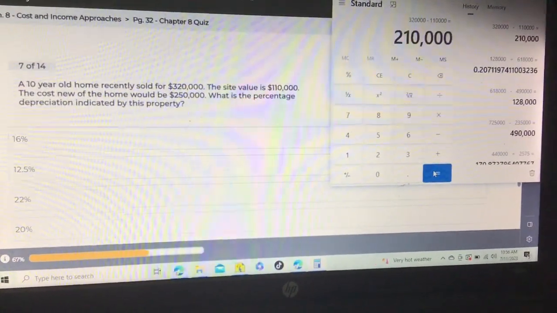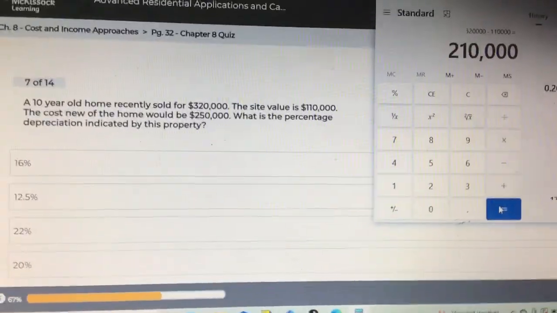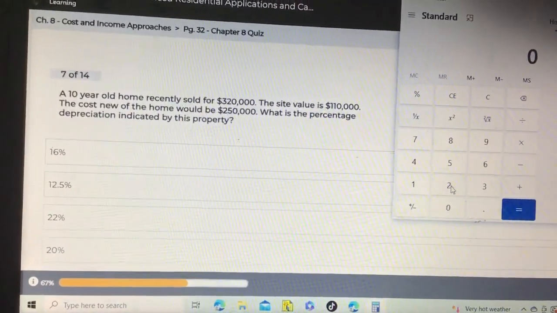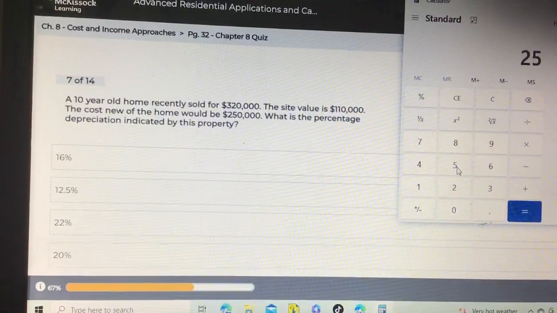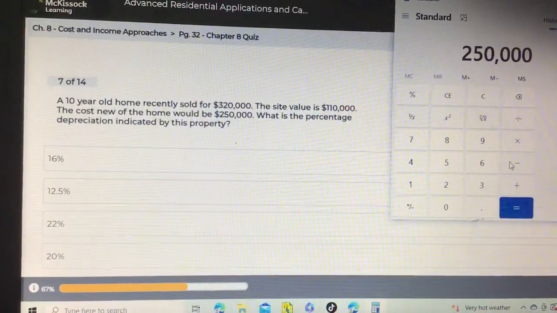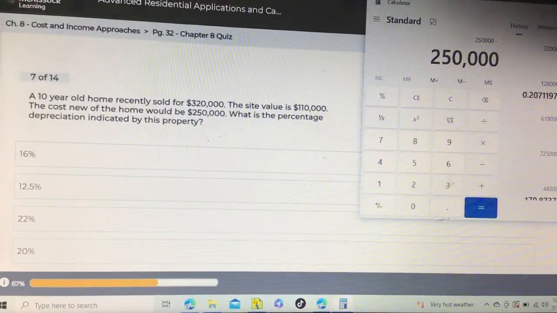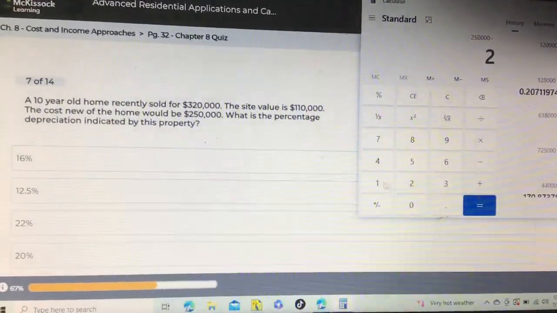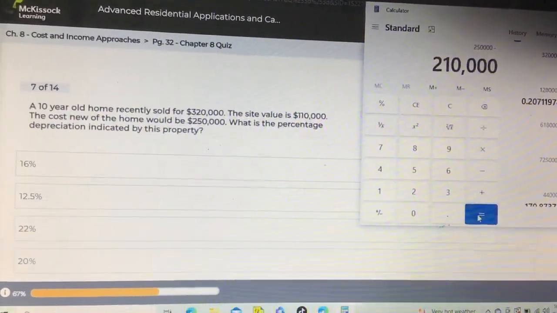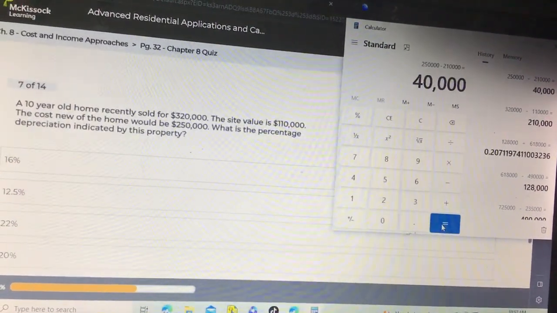Then you're going to go into phase 2. You are going to clear your calculator, and you're going to enter in the estimated cost new of the structure, which is $250,000. Then you're going to minus the estimated depreciated cost that we came up with at the end of phase 1, which was $210,000. That equals $40,000 lump sum depreciation.